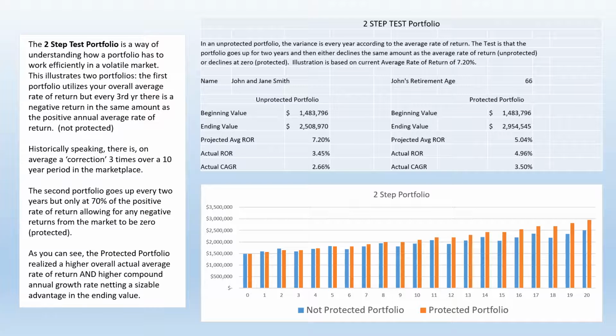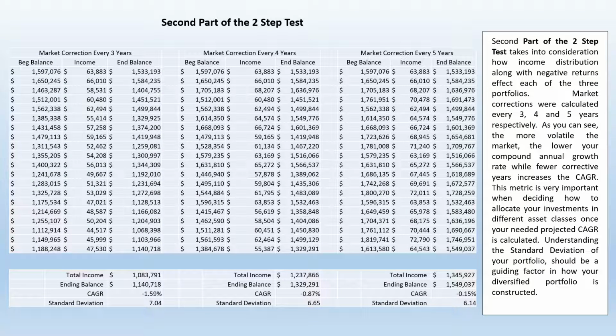Of course, in this illustration, the investment portfolio only receives 70% of the upswing. We call this strategy the unprotected versus the protected portfolio. There are a number of proven financial strategies that make this happen, so this report shows how valuable it would be to implement. Even though historically there are 3 corrections for every 10 years of market activity, we also wanted to measure quantitative data for 4 and 5 years to illustrate that you can gain a larger compound annual growth rate with a smaller standard deviation.